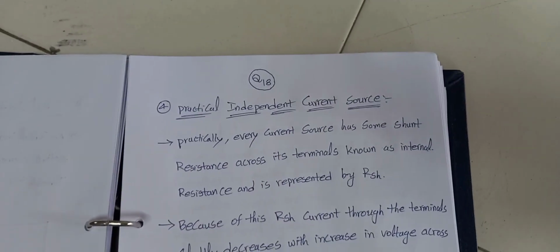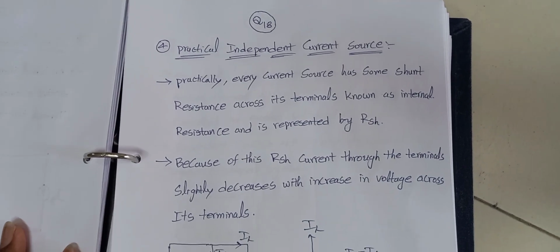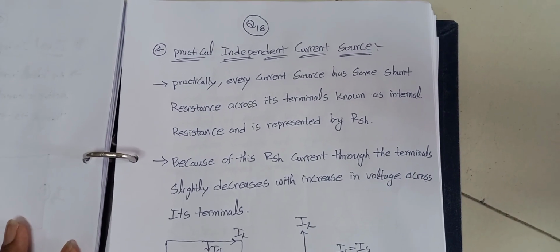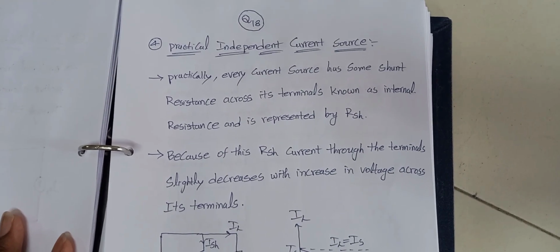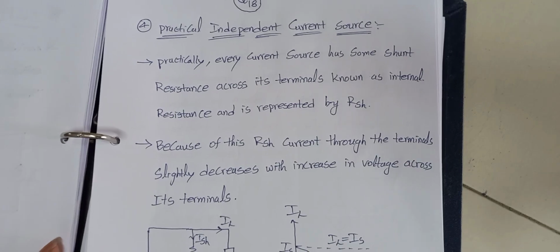After 50, our next question is the 18th question. This is a practical independent current source. Practical, we already discussed in the practical independent voltage source. The same thing is here. The same explanation we are getting here also.